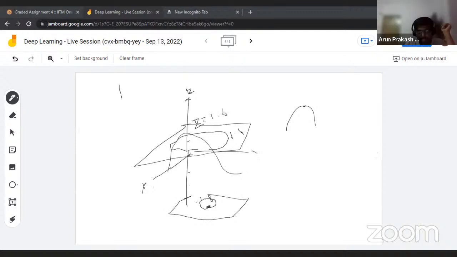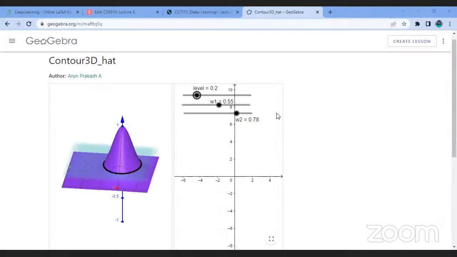Are you showing anything other than your drawing board? Oh, sorry, sir. Yeah, I'm showing it. Sorry, I think I have to switch this. I think I have to share this one. Yeah. So here you can see that.